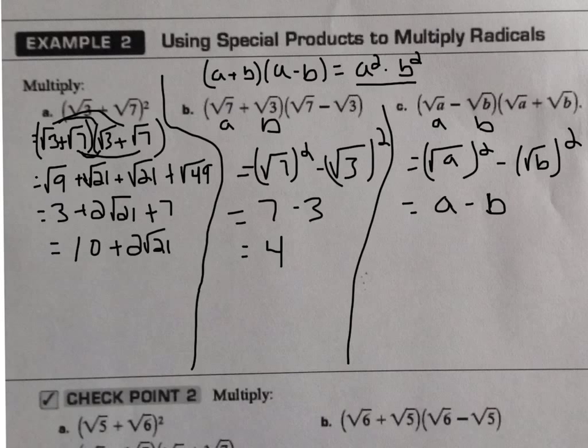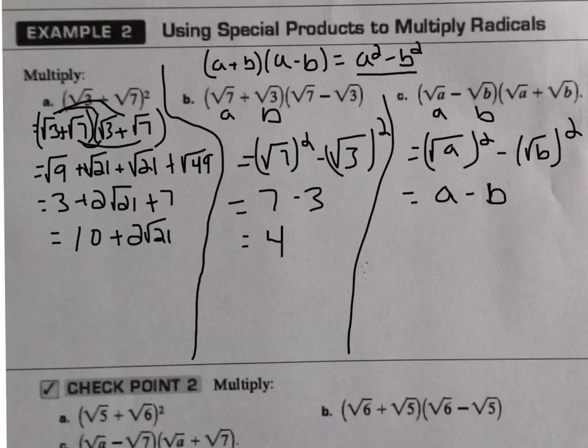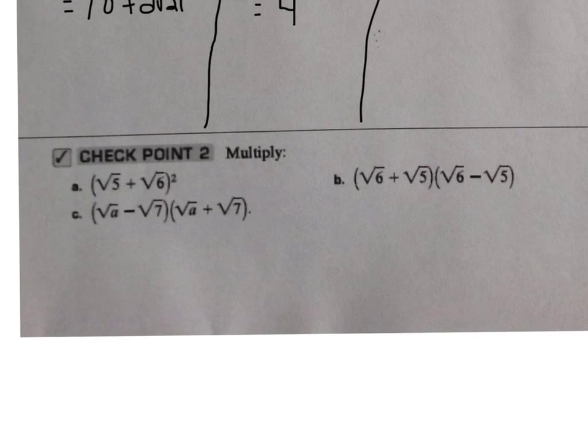Pause here, try your checkpoint. When you come back, I will give you the answers to the checkpoints. So checkpoint 2, A is 11 plus 2 times the square root of 30. B is 1. And C is A minus 7.